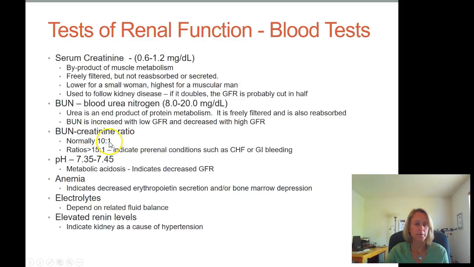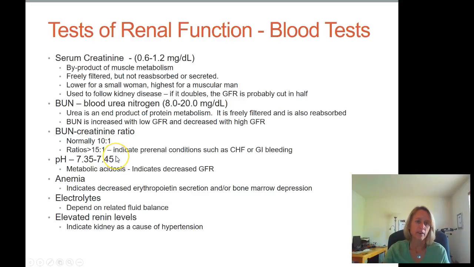And the reason why the nitrogen changes more in pre-renal conditions than the creatinine is because creatinine is not reabsorbed. It's filtered, but it's not reabsorbed or secreted. Whereas nitrogen is filtered and it is also reabsorbed. So if the kidneys are functioning okay, rather we're just not getting much blood flow through the kidneys, number one, we're not getting rid of much nitrogen. And number two, what we're filtering, the blood flow is going so slowly through the kidneys, we're reabsorbing more of that. And that's why that ratio increases.